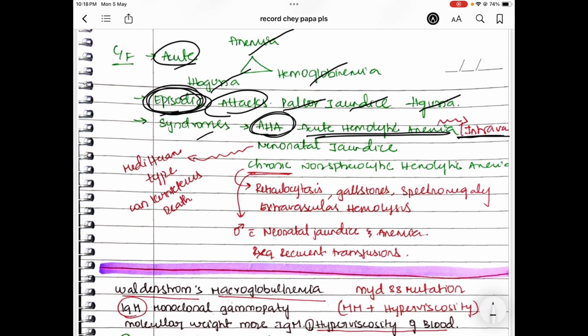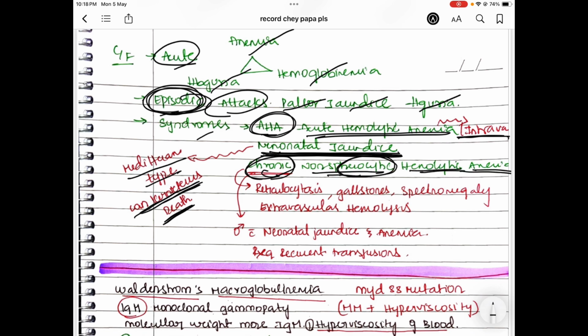This is intravascular hemolysis. The second thing is neonatal jaundice. It can be seen in the Mediterranean type, which can progress to kernicterus and death of the baby, right? So the second syndrome associated is neonatal jaundice. And coming to the third one, which is chronic non-spherocytic hemolytic anemia. So if it is chronic, it is usually seen in a male child with neonatal jaundice who is presenting with this severe form of Mediterranean G6PD and also has chronic anemia. So he will need recurrent transfusions as the treatment.